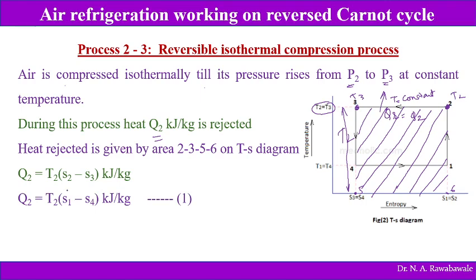So in other words, Q2 is equal to T2 as it is, times S2 minus S3. We can see here entropy at point 2 is equal to entropy at point 1, S2 is equal to S1. So in place of S2 we write S1, in place of S3 we write S4, since entropy at point 3 is equal to entropy at point 4, so S3 is equal to S4. So this is nothing but amount of heat rejected. So heat is rejected from system to surrounding.